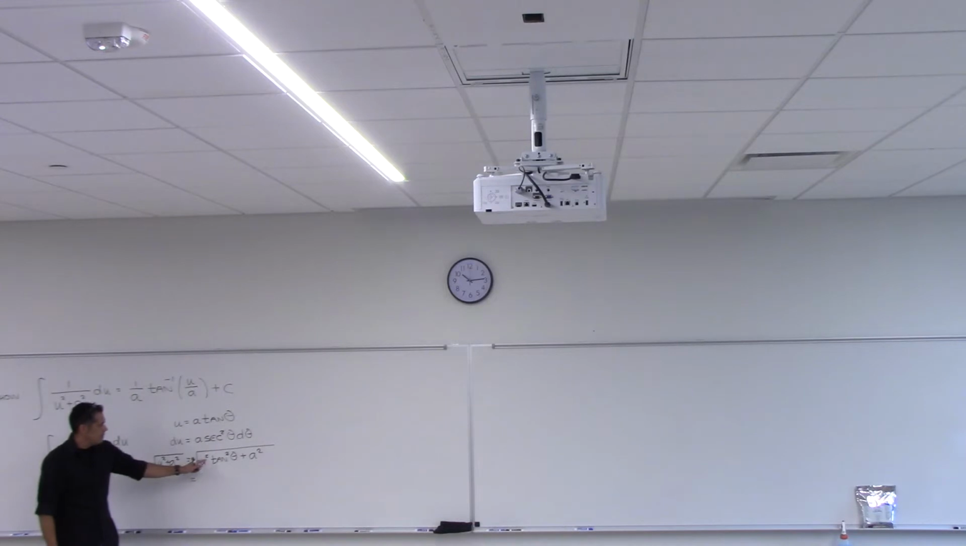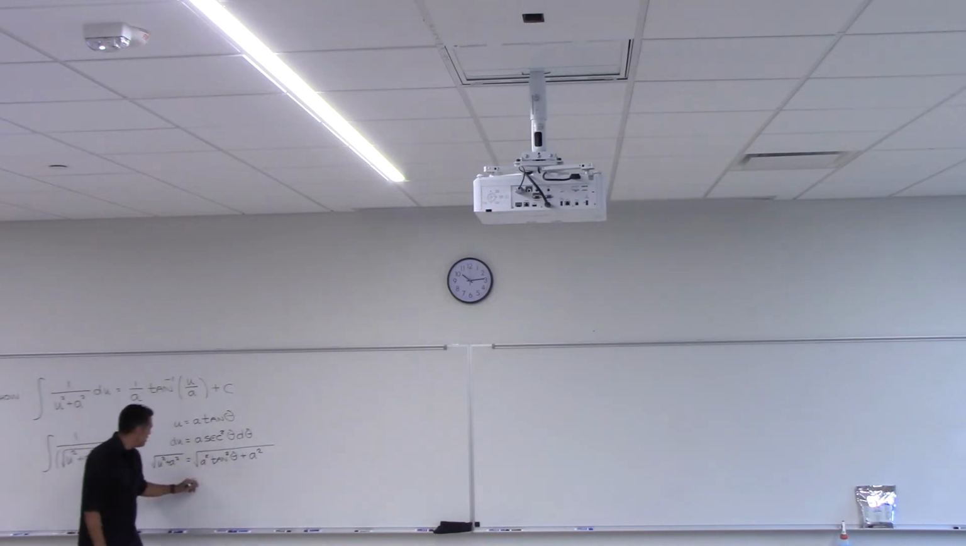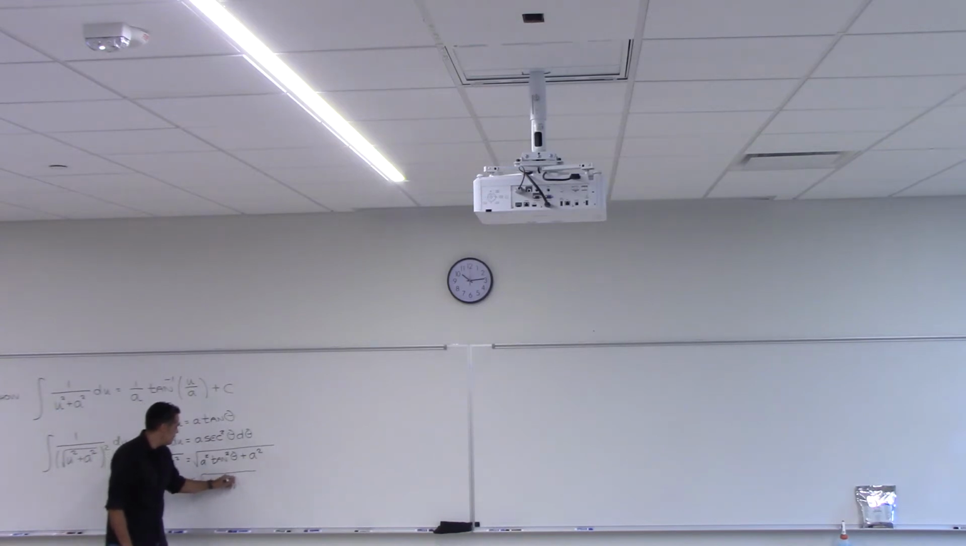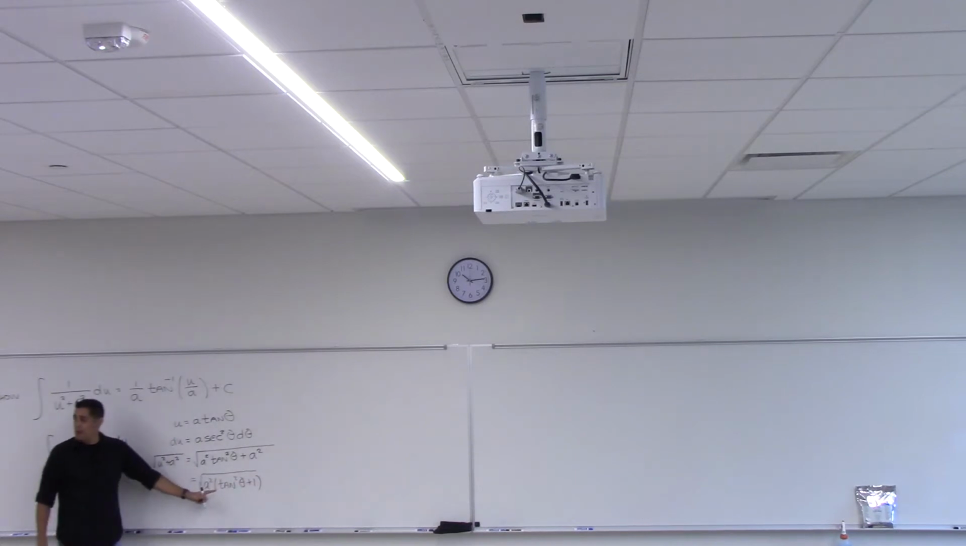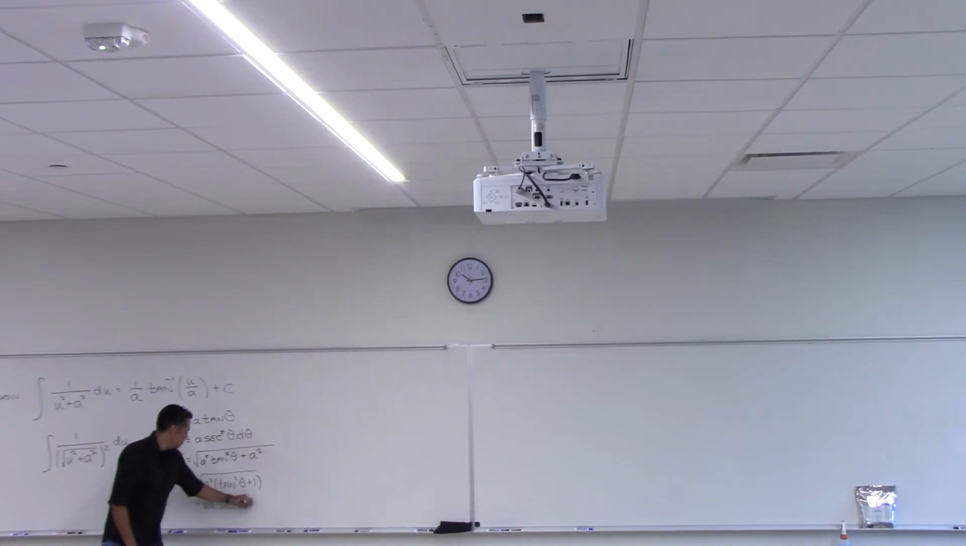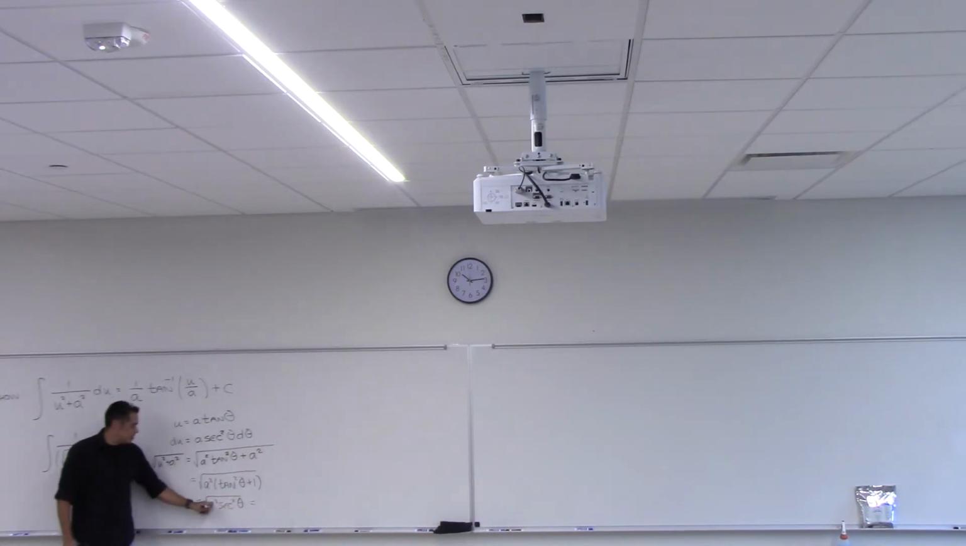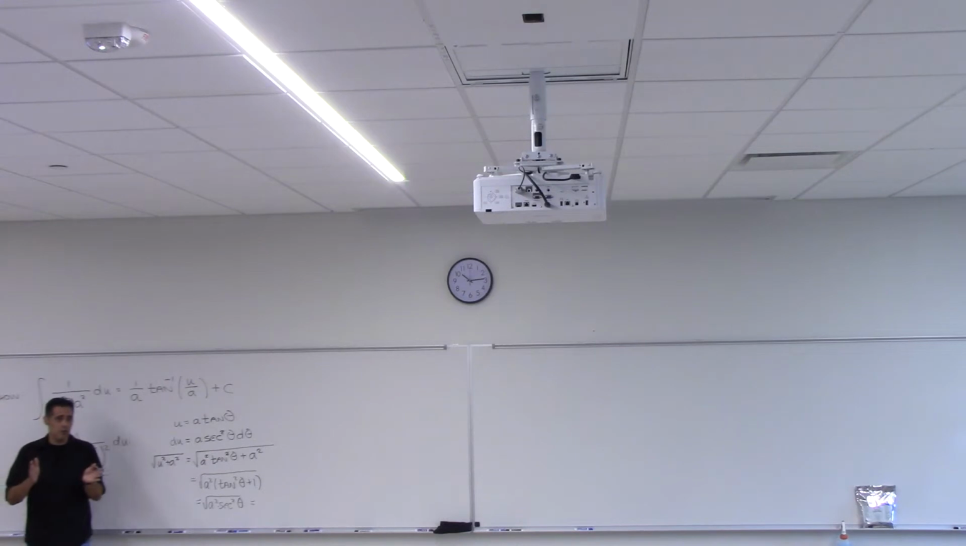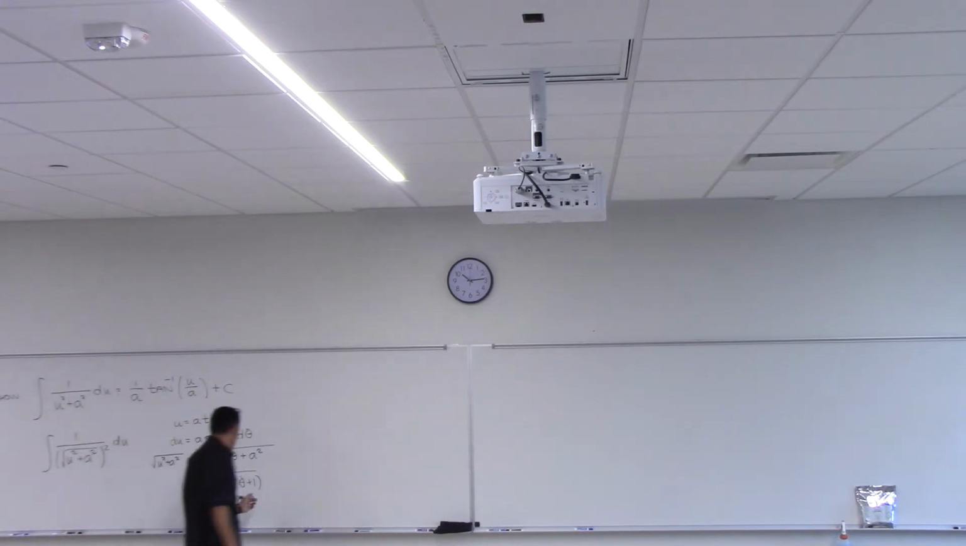Factor out the a squared. I'm left with, in parentheses, tan squared theta plus 1. But that's the Pythagorean identity. That's secant squared theta. So this is the square root of a squared secant squared theta. And because I have multiplication between these two, I can take the square root of each one individually. So that's a secant theta.